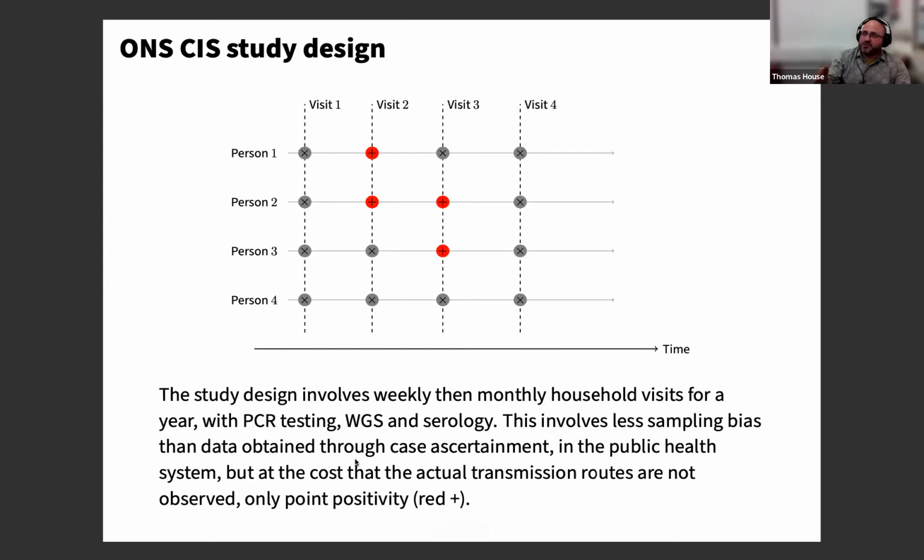And on visit 1 here, no one tests positive. On visit 2, person 1 and 2 test positive. On visit 3, person 2 and 3 test positive. And on visit 4, no one's positive, right? So this is what I mean by household longitudinal design.